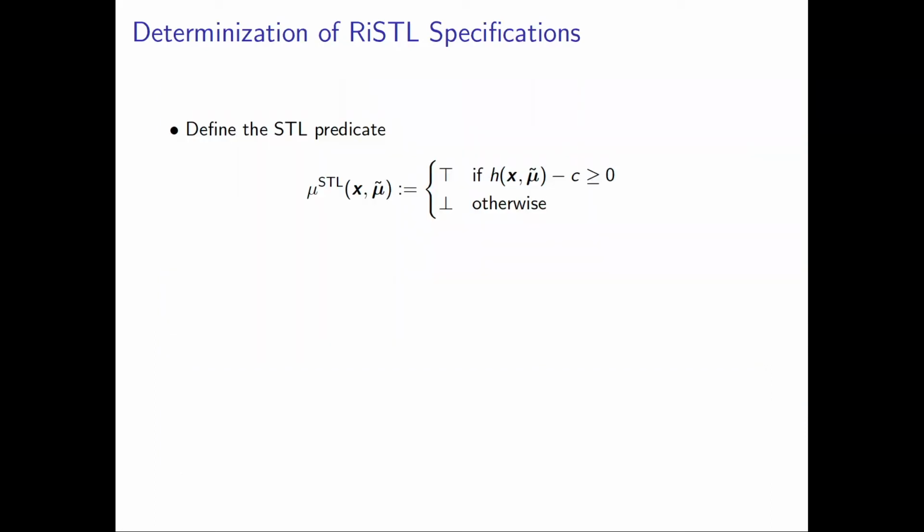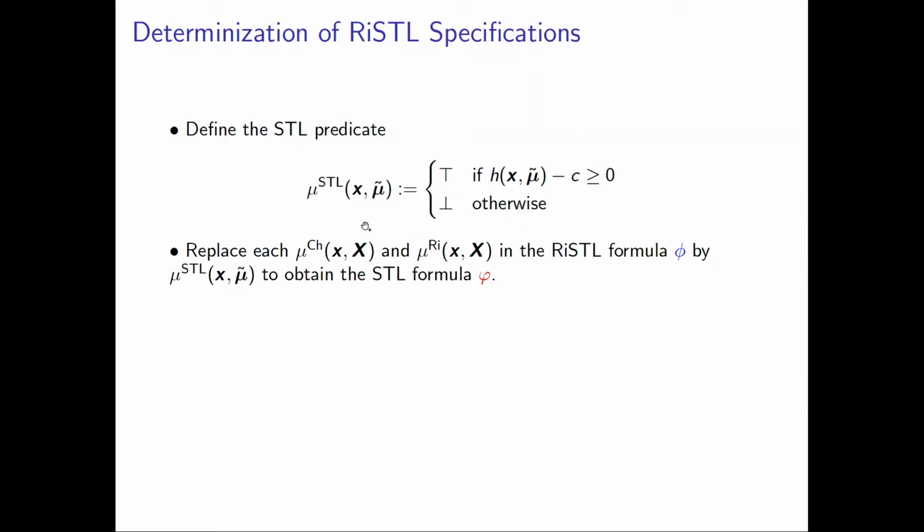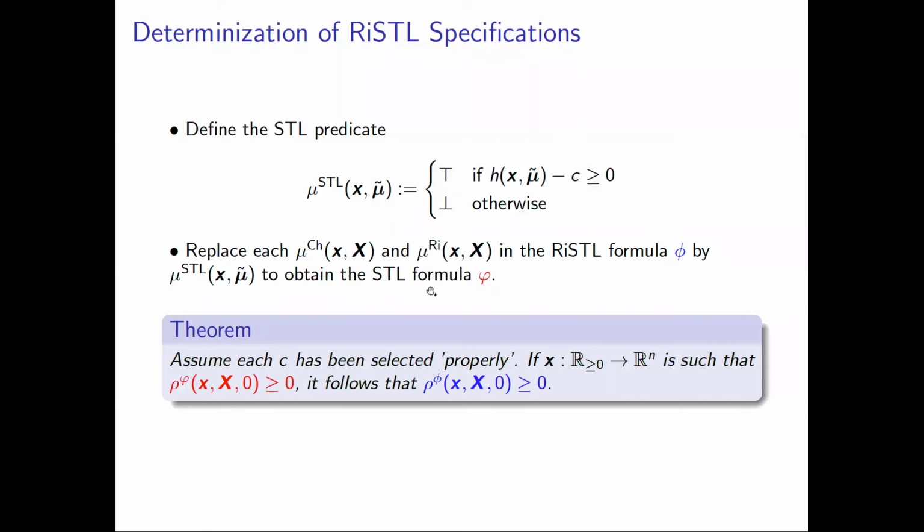In particular, we can define the following STL predicate that now depends on this deterministic function. And what we then do in the paper is that we replace each chance and risk predicate in the risk signal temporal logic formula phi by this deterministic STL predicate to obtain the STL formula varphi over here. The theorem that we then prove is that if these C's have been selected properly, where properly is defined in the paper, then every X that satisfies the STL formula also satisfies the risk signal temporal logic formula.